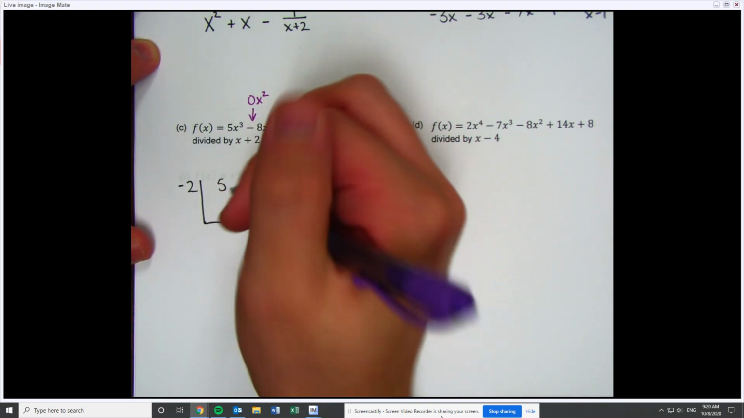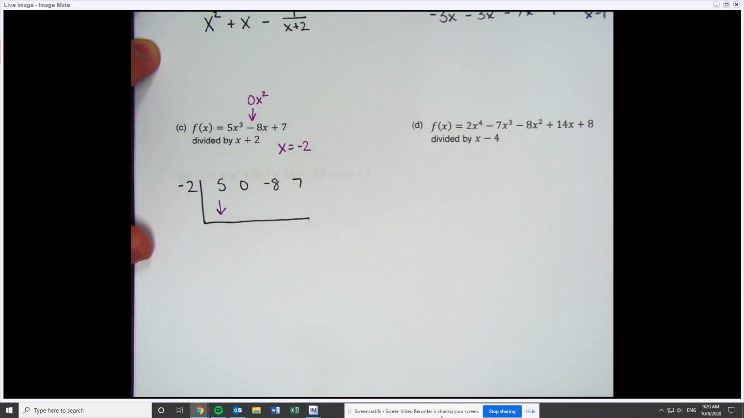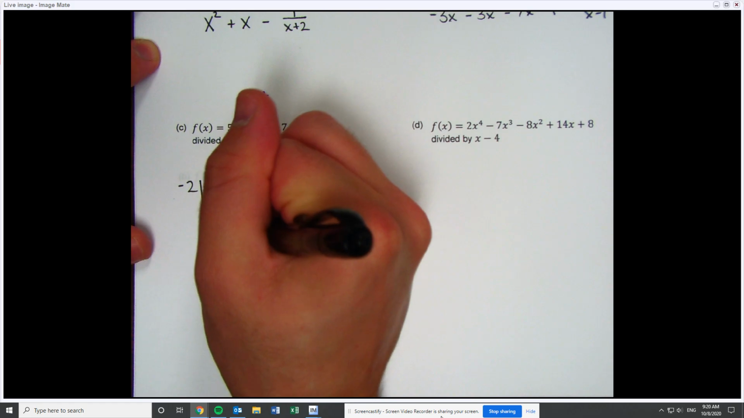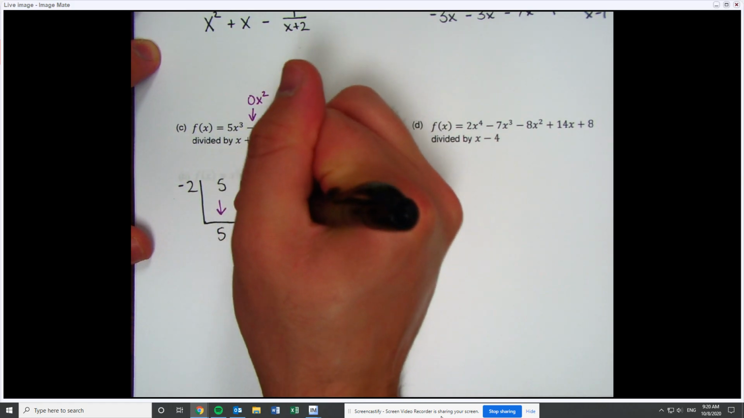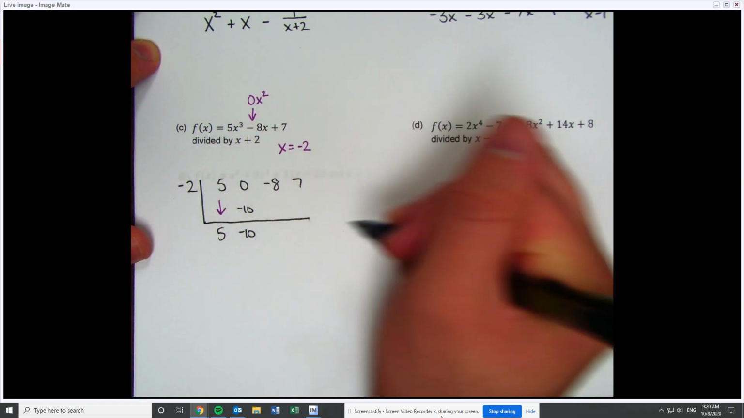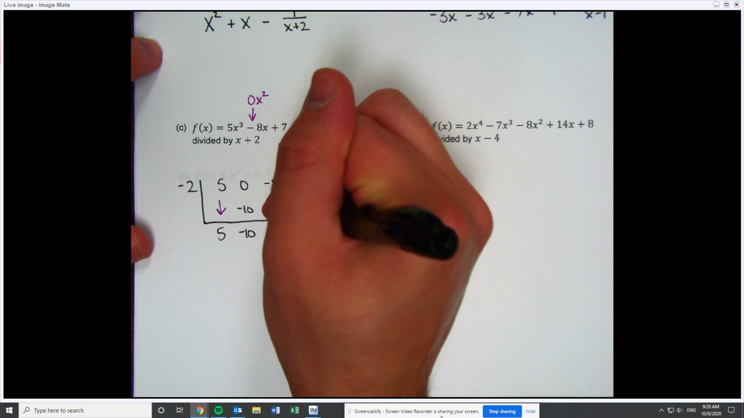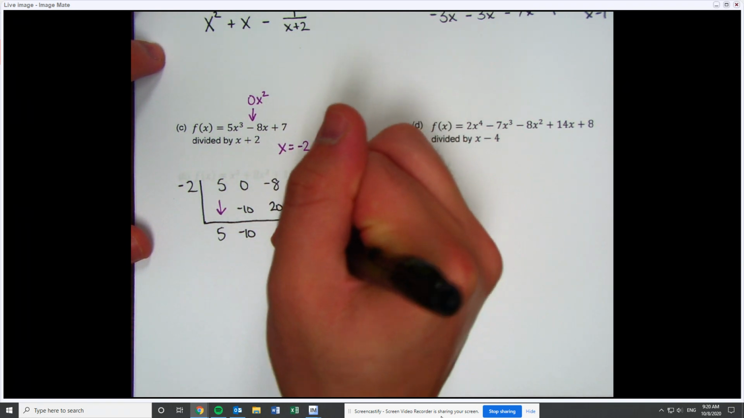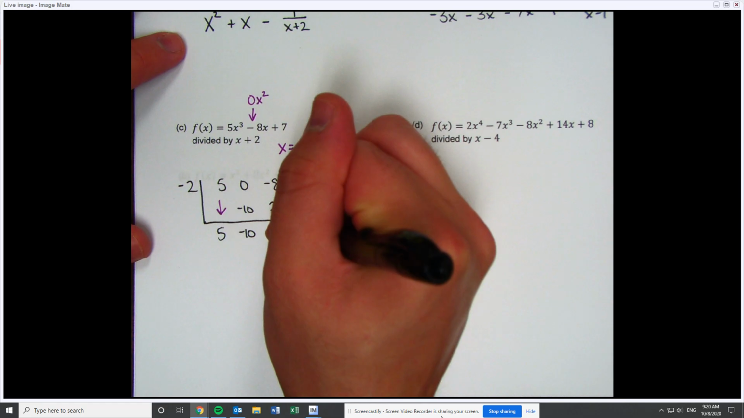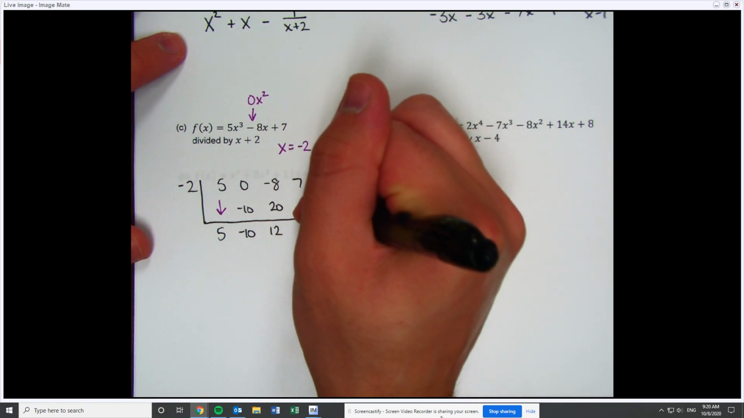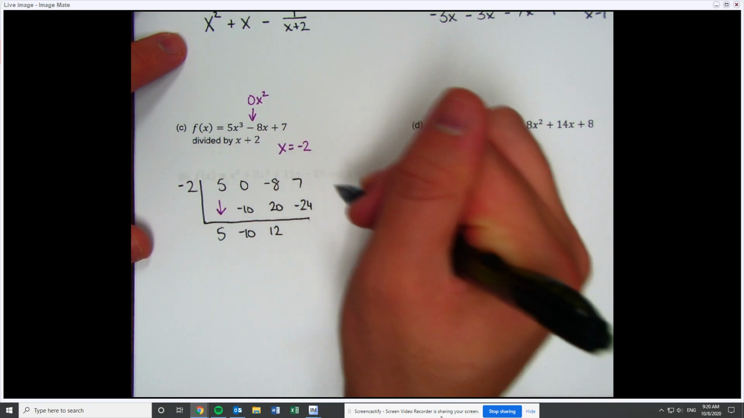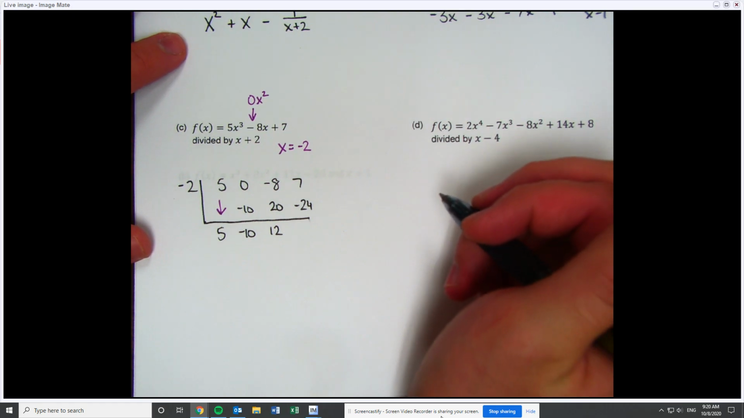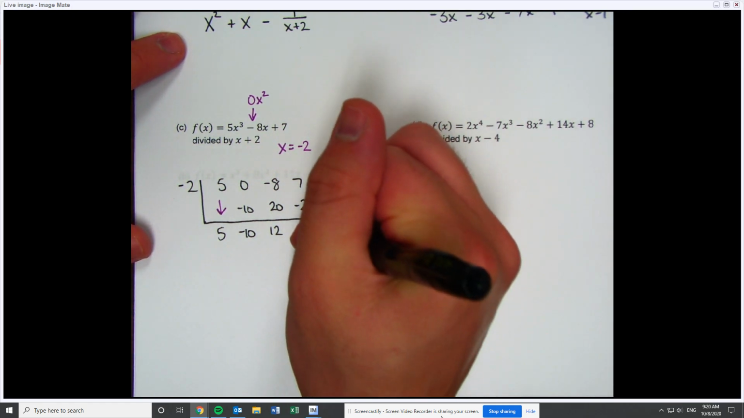And I'll start going through these a little faster. So I drop my 5. -2 times 5 is -10. Add that to 0, we get -10. Multiply that by -2, I get 20. Add that to -8, I get 12. Multiply that by -2, I get -24. Add that to 7, and I wind up getting -14.